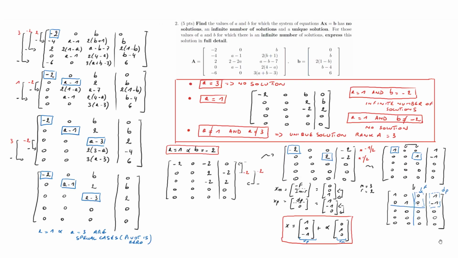So let us have a look at this exercise. What you have to do is to take the A matrix and stack the b vector, in this case, next to it, and then perform Gauss elimination.